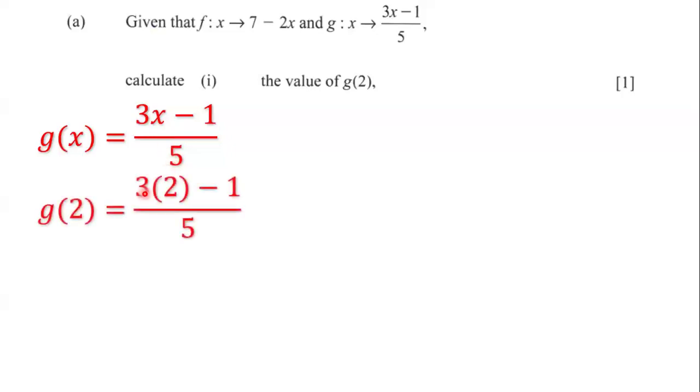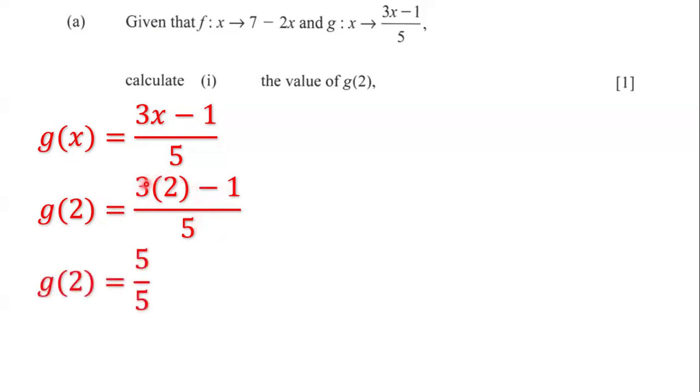And so what does that mean about g of 2? Well, wherever we see x, we're going to put 2. So we see x here, so we put 2. We see x here, so we put 2. So g of 2 is equal to (3 times 2 minus 1) all over 5.